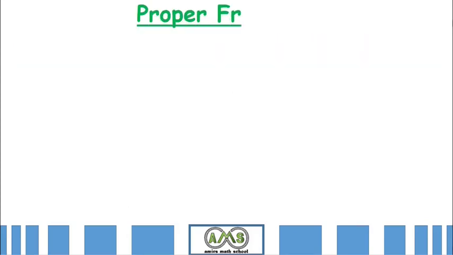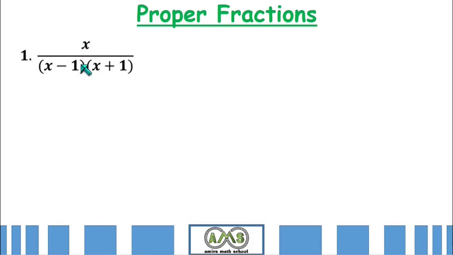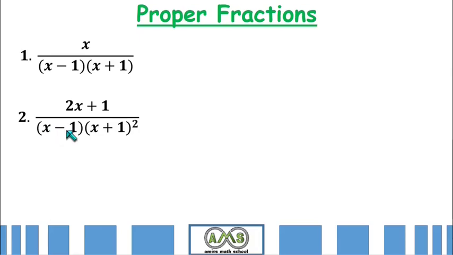Let's see some proper fractions. If the degree of the numerator is less than the degree of the denominator, in that case the fraction is called a proper fraction. Let's see some proper fractions. The first type: x divided by (x minus 1) times (x plus 1). And the second type: (2x plus 1) divided by (x minus 1) times (x plus 1) whole squared.